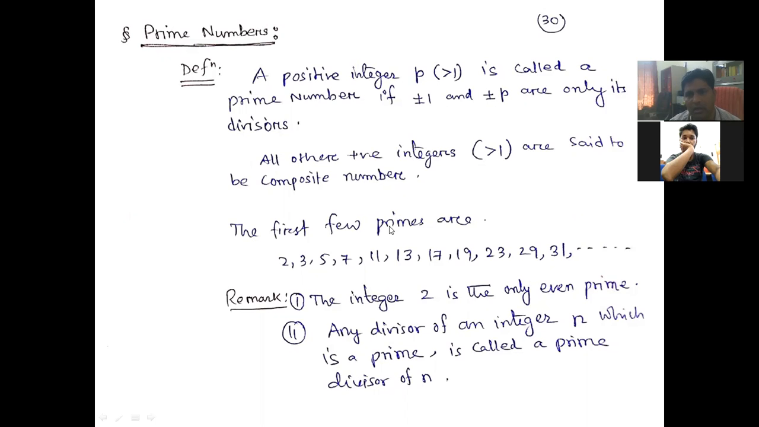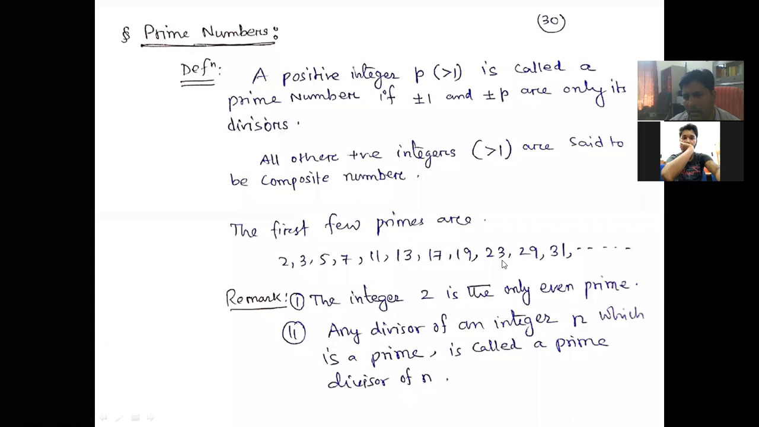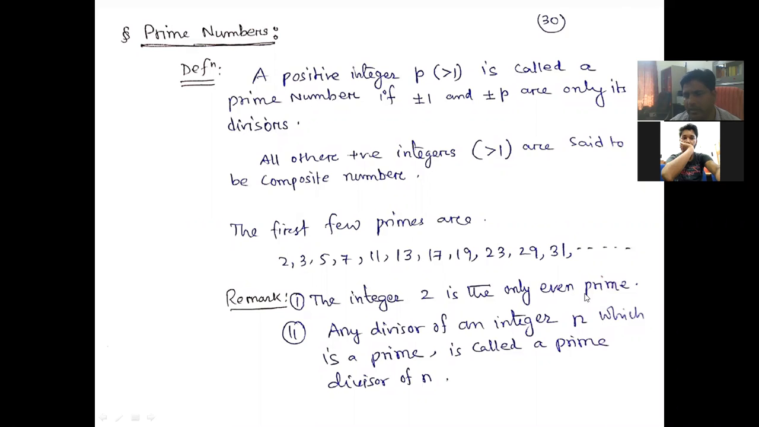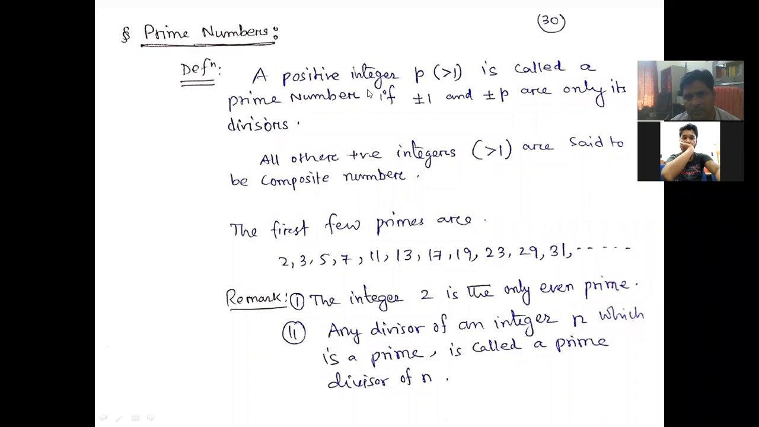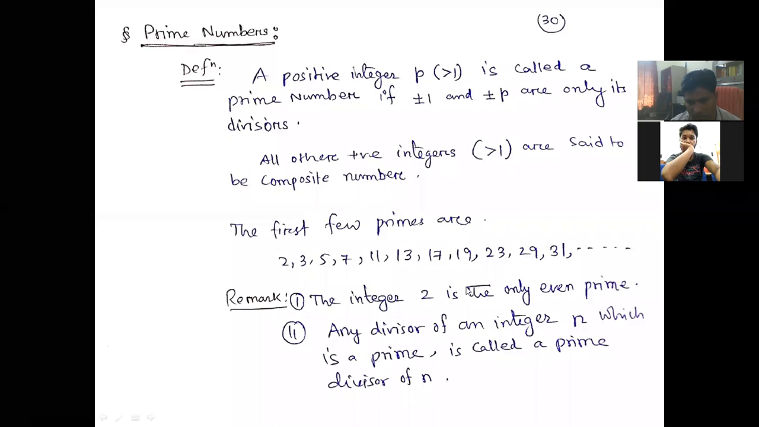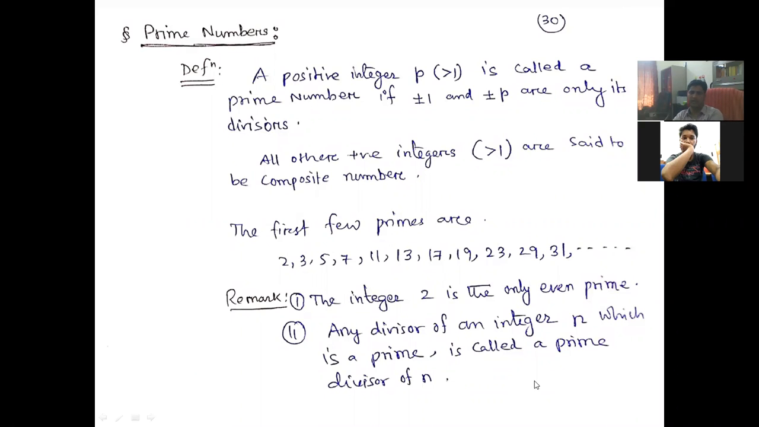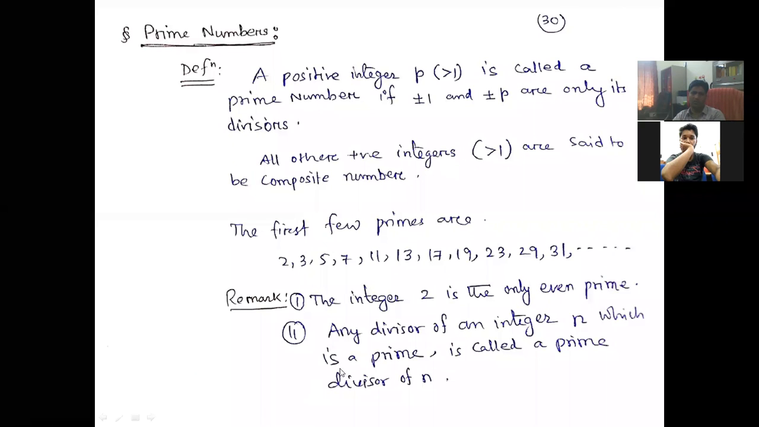The first few primes are 2, 3, 5, 7, 11, 13, 17, 19, 23. So the integer 2 is the only even prime. All other primes are odd, but only 2 is the even prime. Any divisor of an integer n, which is a prime, is called a prime divisor of n.